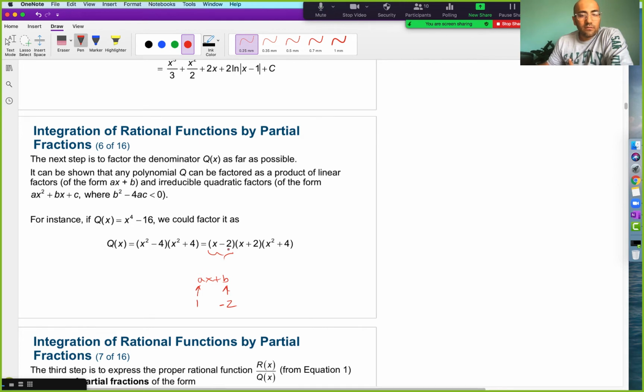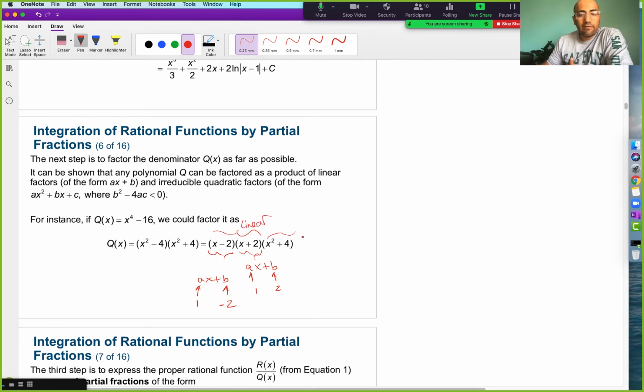So this is linear, right? Power of 1, linear. Same thing with this one. This is also linear, where this is going to be ax plus b, where the b is positive 2 and the a is still positive 1, right? So these are both linear.